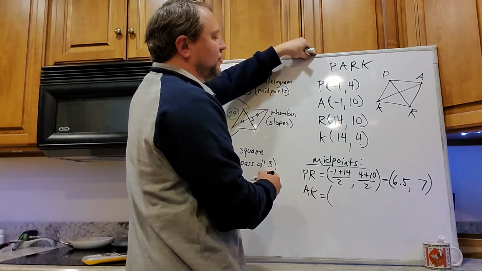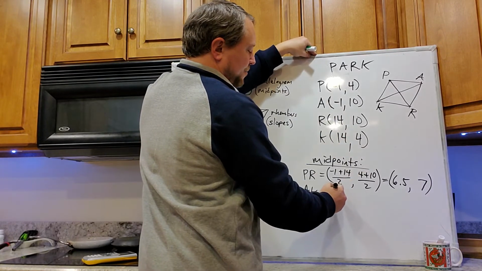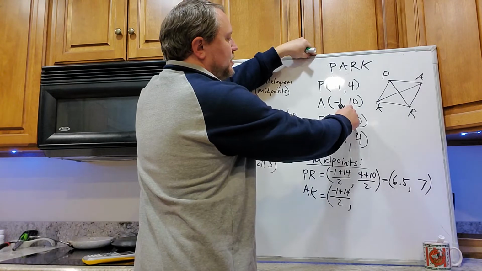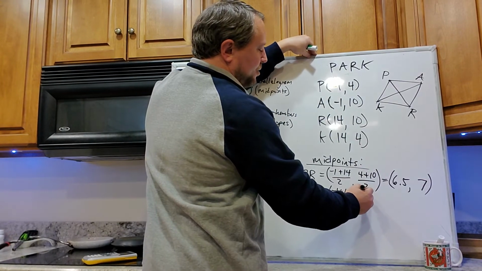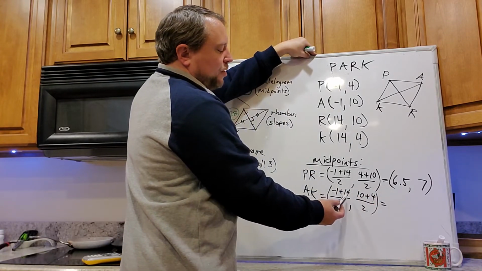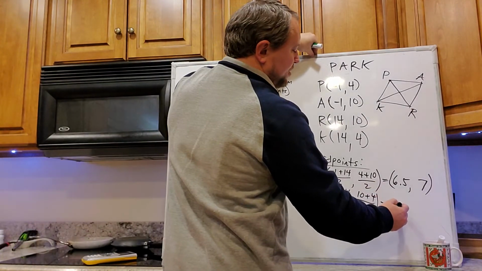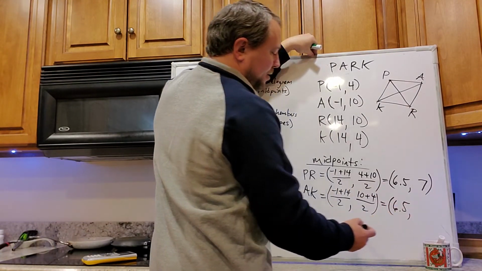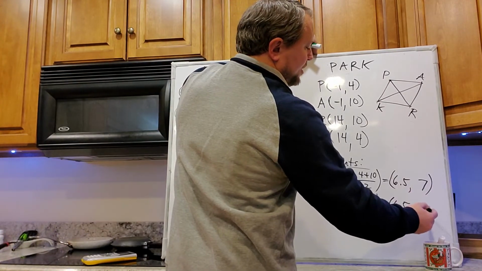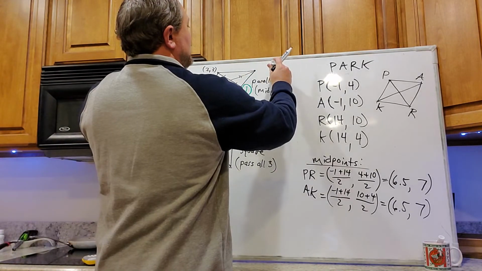Let's see if we get the same for AK. So I start with my X values, -1 and 14. I'm going to average those. 10 and 4 are the Y values that I'm going to average together. Well, -1 plus 14 is again 13 like above, and half of 13 is 6.5. And 10 plus 4 is 14 just like up there, divided by 2 is 7. So it's a match.